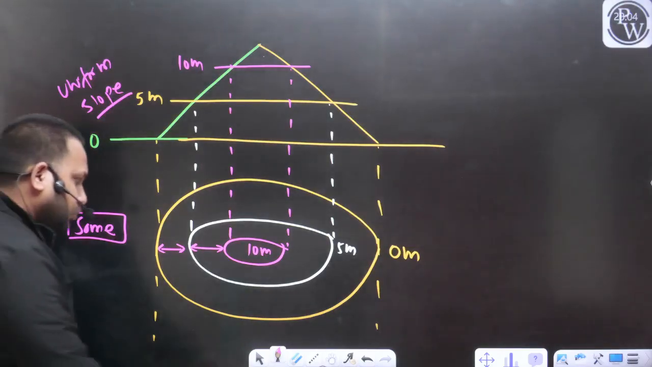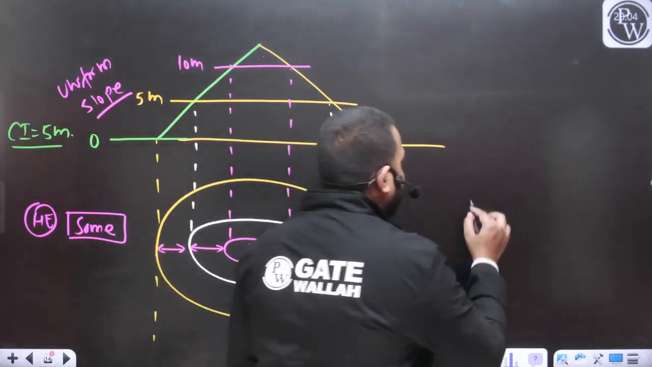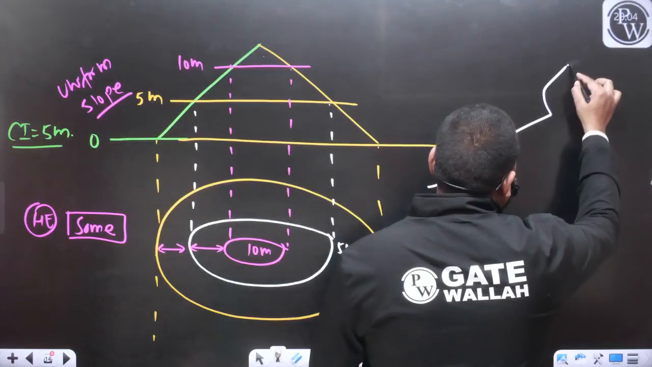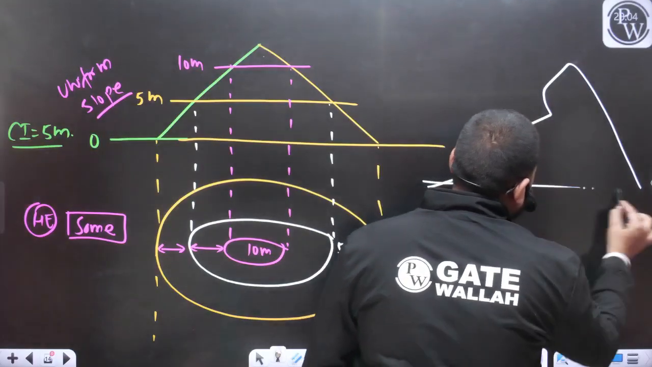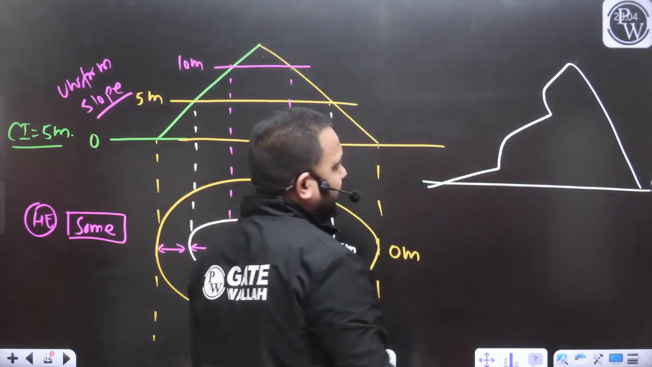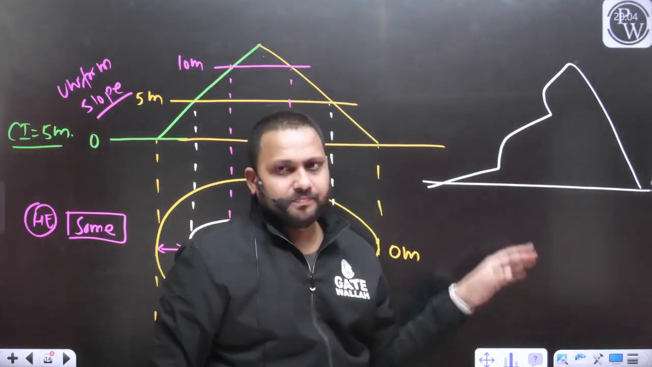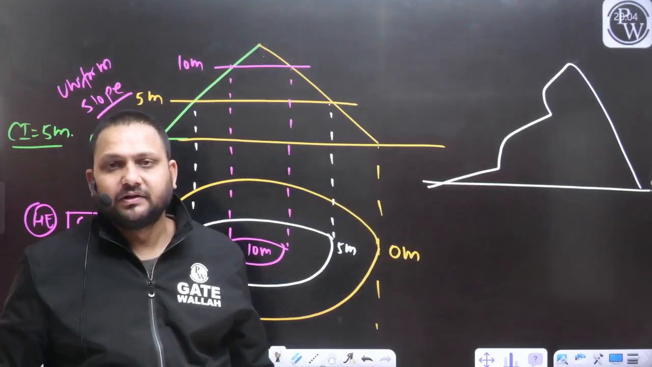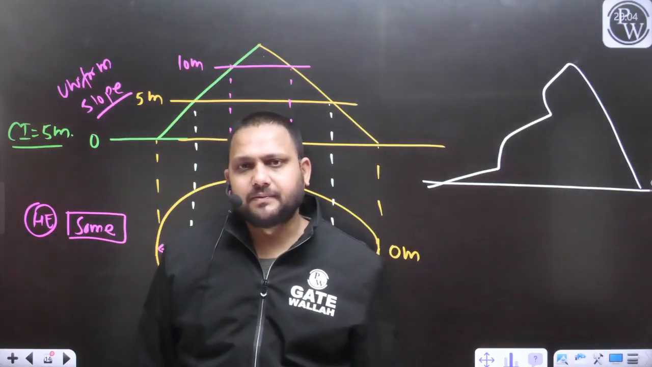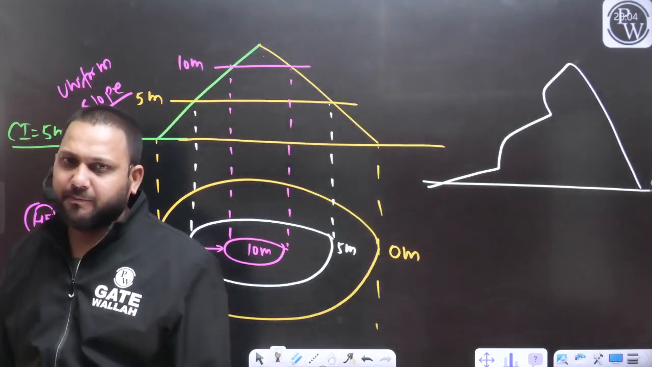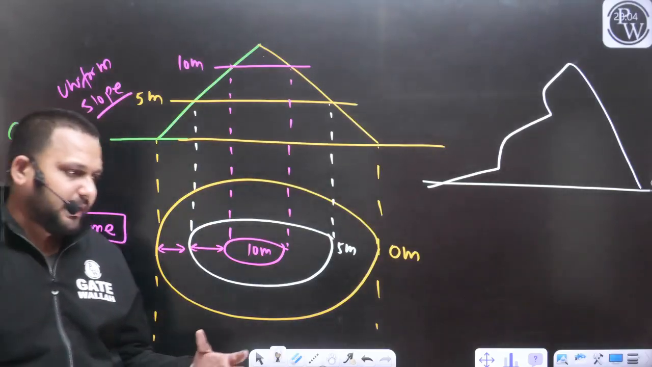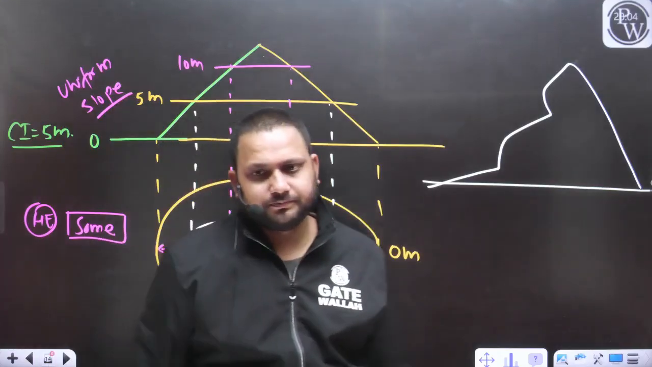Now do one more thing. Now let's prepare the contour map for this slope. Let's say this is the feature. Here this slope is not uniform, yes or no? A feature may have any shape.